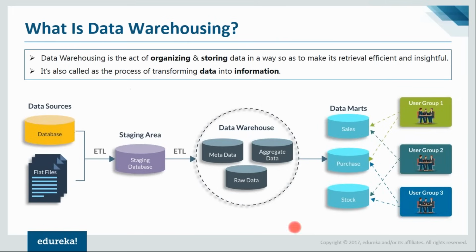So this whole act is called data warehousing, all right? And data warehousing is the act of organizing and storing data in a way so as to make its retrieval efficient and insightful, okay? These are the key terms here: to make its retrieval efficient and insightful. So you organize the data and store it in a data warehouse in a way that you can access it at a later point of time, and that access should be easy. You should be able to retrieve that data efficiently, and there should be meaning out of that data.